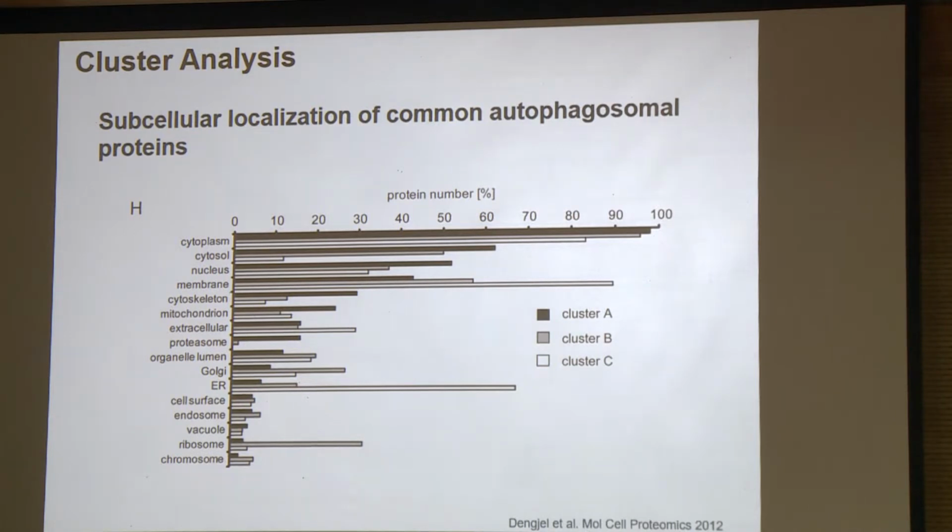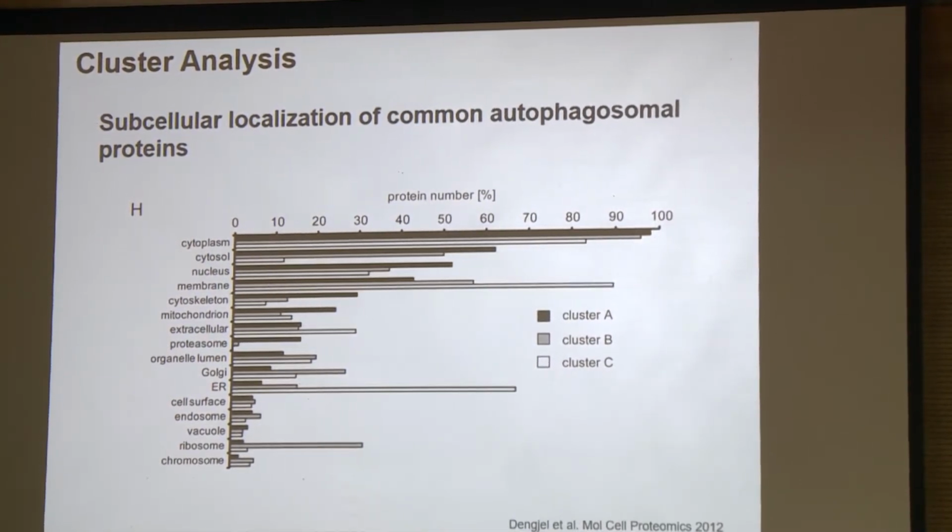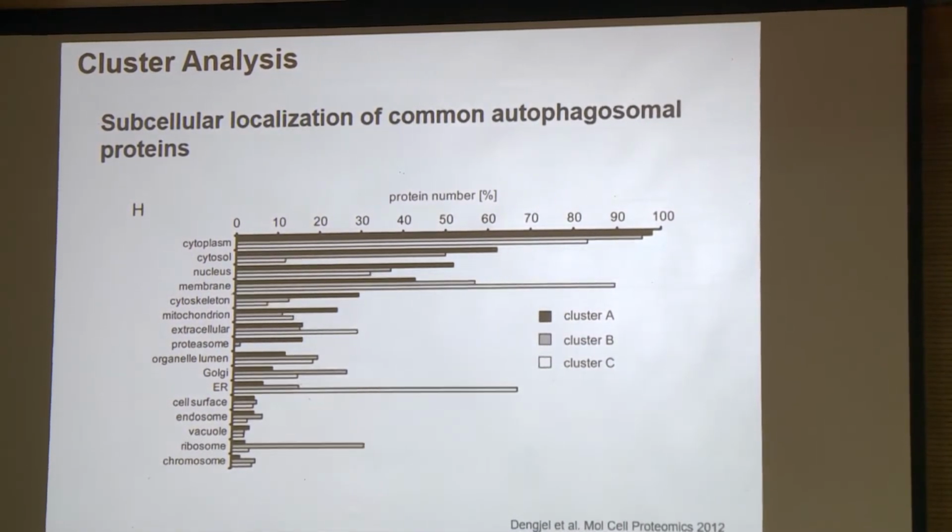So it seems, of course, this is a continuum, right? It's not a black and white separation, but it seems that, for example, Golgi and ER are in cluster B and in cluster C, and in cluster A, basically, we have a lot of cytosol, a lot of cytoplasm. We have a lot of proteasome, which is a known cargo of the autophagosome. So it really seems that in cluster A, we have an enrichment of proteins which can be in the autophagosome.